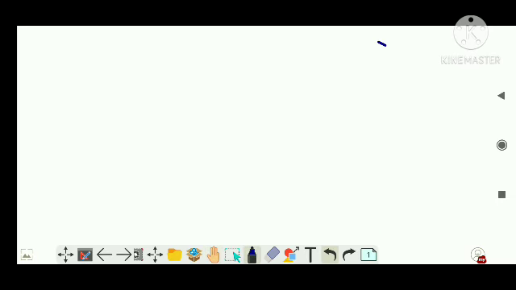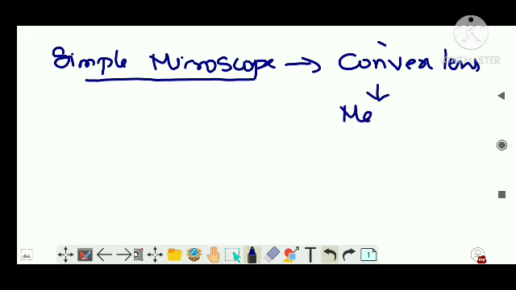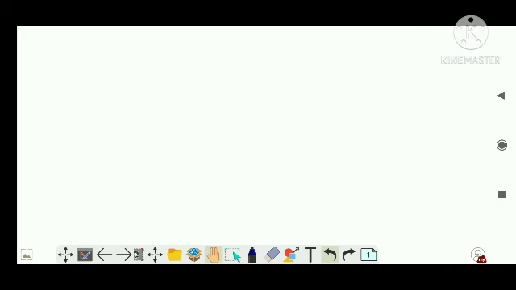Now the first type of microscope which you have to learn is the simple microscope. As I said before, it is a simple convex lens, and we have told you it is even used in magnification, so it is also called a magnifying glass. Clear? So when I draw a simple convex lens, it should be drawn like this.